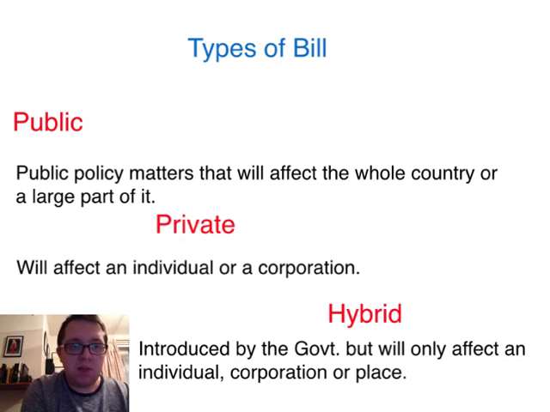You also have a private bill. These will affect an individual or corporation, and if you look in your textbook, a good example of this would be the Whitehaven Harbour Act 2007, which transferred all rights and obligations for the harbour from three separate companies to the Whitehaven Harbour Commissioners. And then finally, the hybrid bill, introduced by the government, but these will only affect an individual, corporation or place. And if you look in your textbook, the example you're given there is the Crossrail Act 2008, which allows for the construction of government rail links in London and will of course affect people in that area.